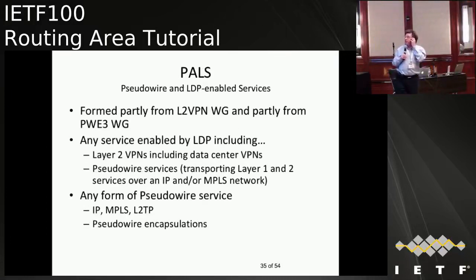PALS is the specific group concerned with pseudo-wires. They also do some other LDP-enabled services, but their focus is L2 VPNs that are not driven from BGP. And so they get an Ethernet-style service that looks like a wire, and they have a very careful definition of what that means and what the constraints are and how to make that work using things like RSVP-TE and LDP. So it's the converse, if you will. BESS is on the BGP side, PALS is on the non-BGP side, and they go together.